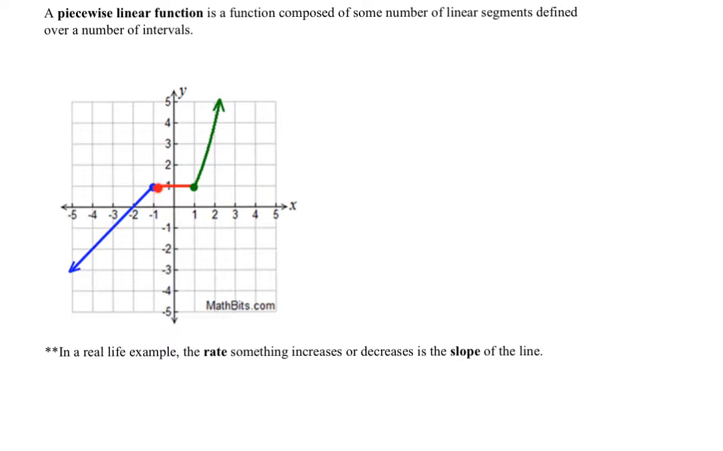And then it has a constant part that's flat. Then it has another increasing part that's a little steeper in the green here that keeps going on. And sometimes there'll be an endpoint here also. It just depends on your function. And just a reminder, in real life examples, the rate something increases or decreases is the slope of the line.